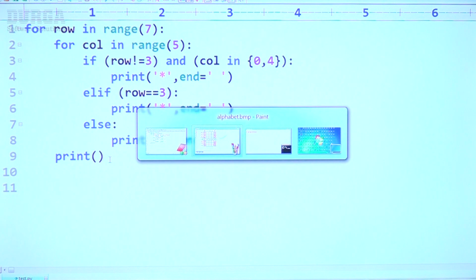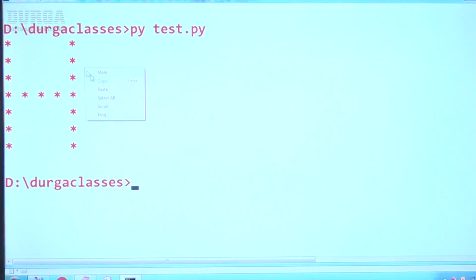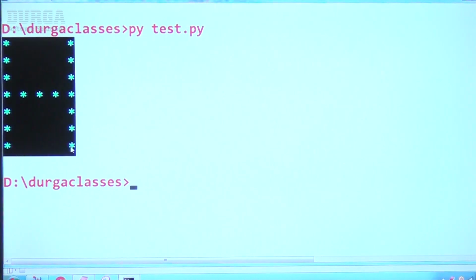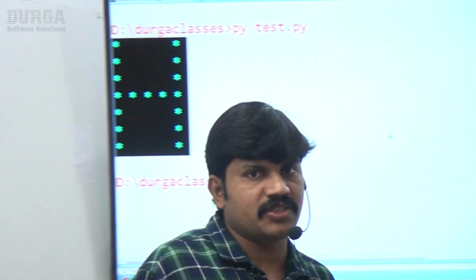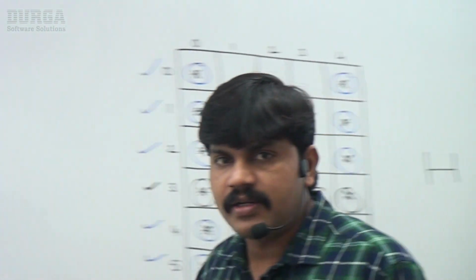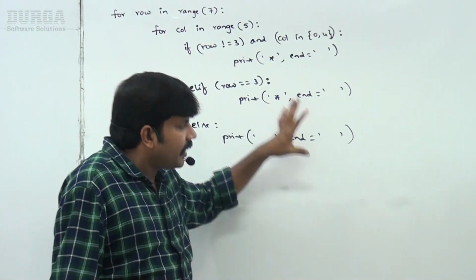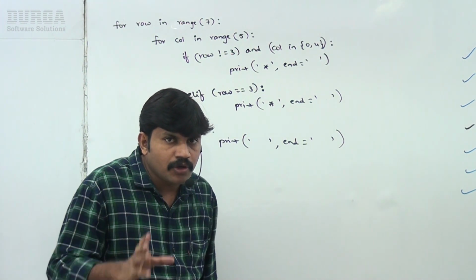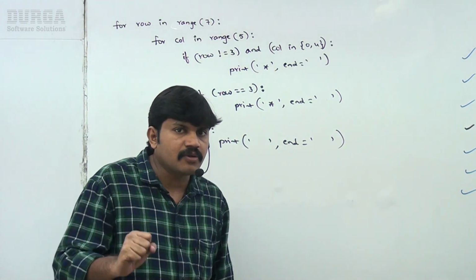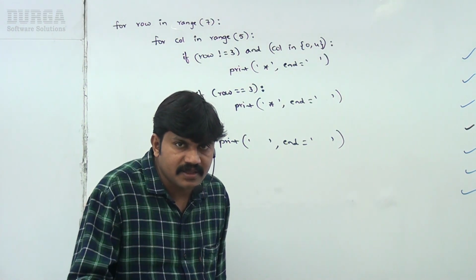Have a look once. Let me execute this code. Here, py test.py. Perfect. You can see the H alphabet symbol here. So everyone should now understand clearly how to write Python code to print the H pattern. Any doubt about this? Clear, right? But make sure you practice, then only you will get much clarity. Just by simply listening, you won't get anything.